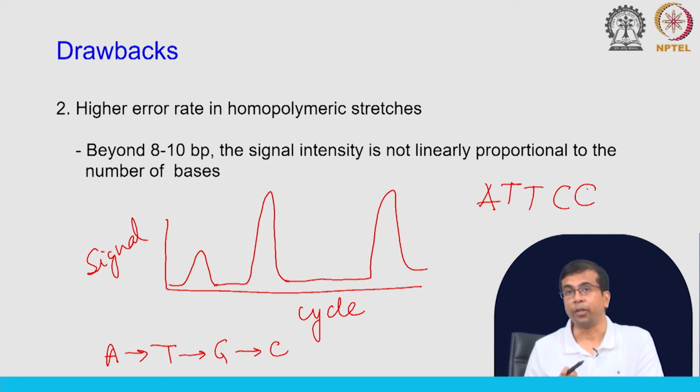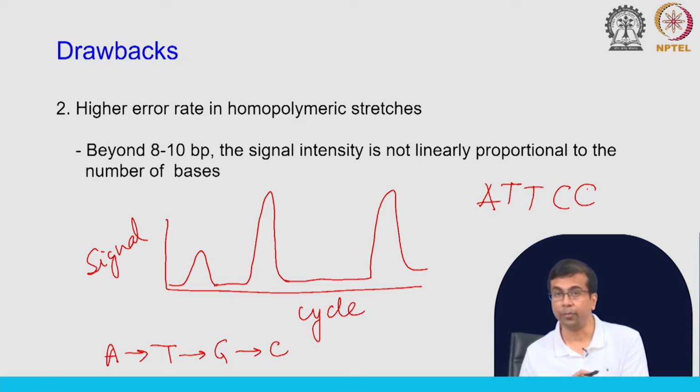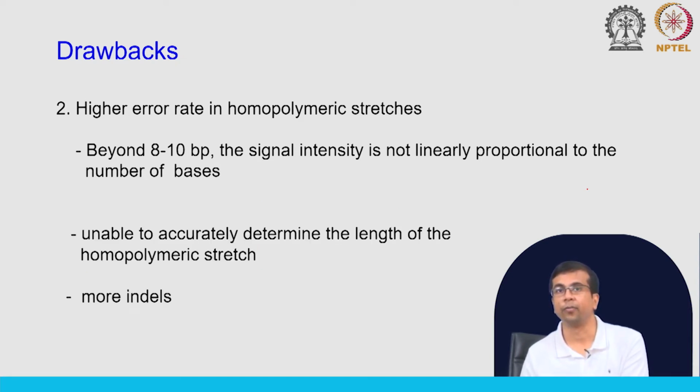Now, the problem is that beyond 8 to 10 base pairs this signal intensity is not proportional to the number of bases. As we have seen in the case of 454, this tends to saturate, which means beyond these 8 to 10 base pairs in a homopolymeric stretch, we will not be able to accurately determine the length of the stretch, and we will also detect more indels, or insertions and deletions.